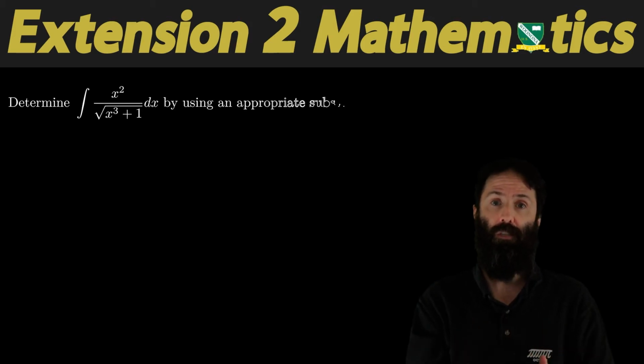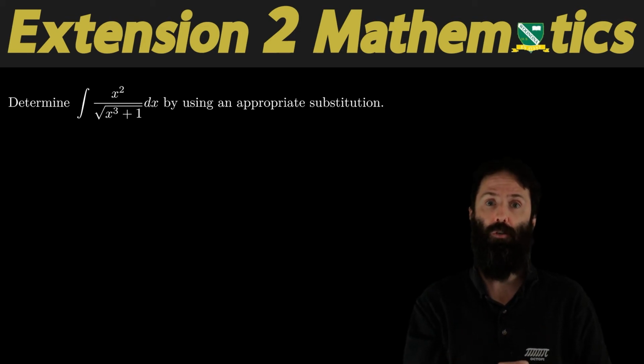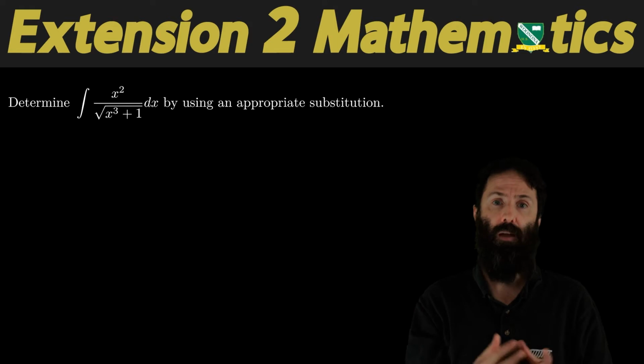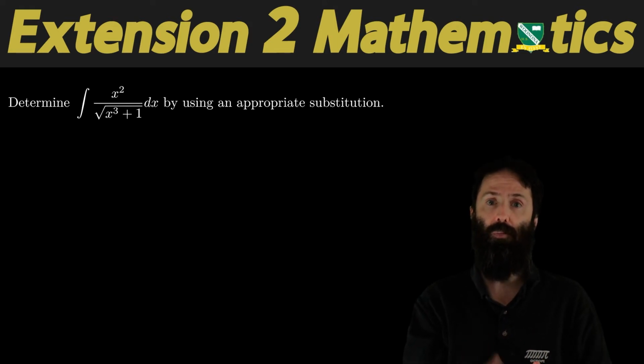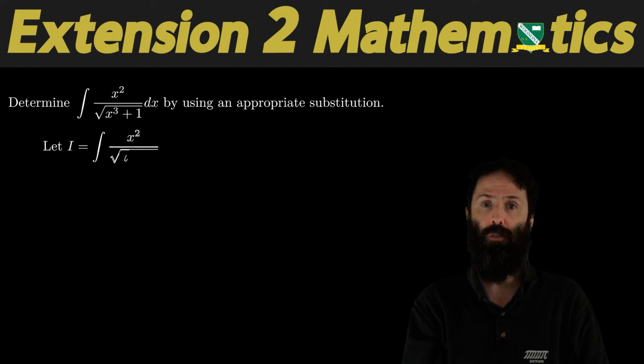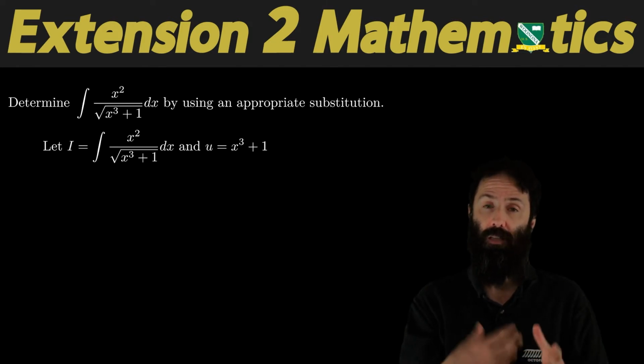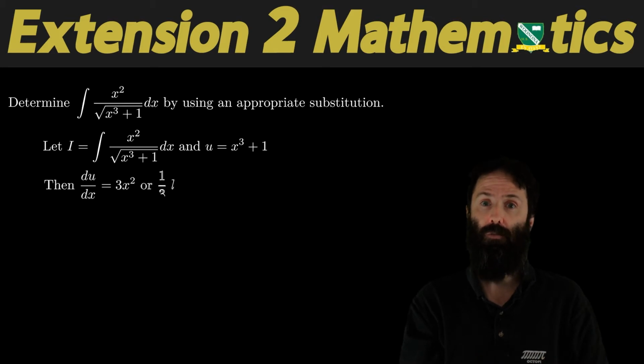So here's a first example. We've got the integral of x squared over the square root of x cubed plus 1 dx. Now I generally look for where the issues are, where's the thing that's causing the problems, and it's that denominator, the square root of x cubed plus 1. So that's where I'm going to direct my attention and try and find an appropriate substitution. If I let u equal x cubed plus 1, and then I take the derivative, then I get du dx equals 3x squared, and with a little bit of rearrangement, I get 1/3 du equals x squared dx, which is nice because that's the numerator.